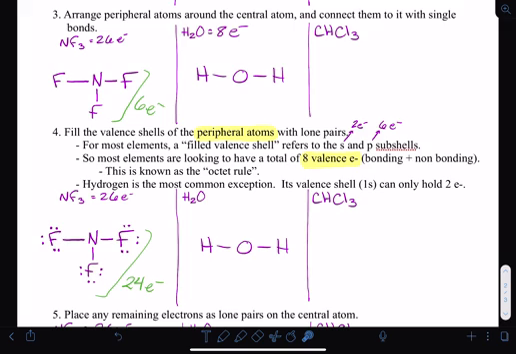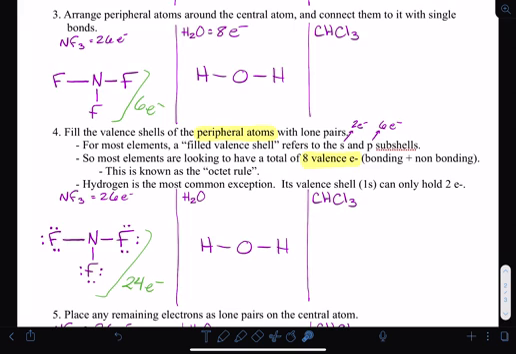There is no p subshell to fill up for hydrogen, so it can only have a maximum of 2 electrons ever. So that means that this one bond is all hydrogen needs to be happy, to have a filled valence shell. These are the 2 electrons it's looking for. Hydrogen will never form more than one bond. Hydrogen will never have lone pairs on it.